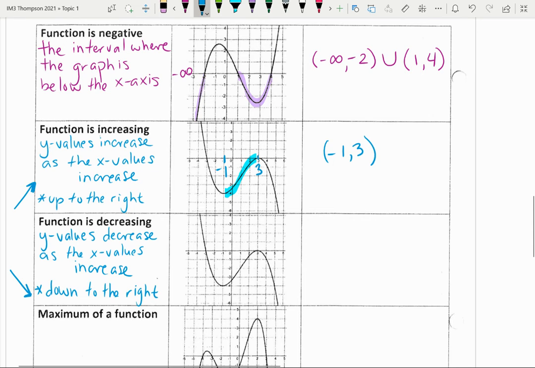So decreasing is just going to be down to the right. So same thing, if I'm walking this path from left to right, I'm going down, down, down, up, up, up, down, down, down. I want to know where's the graph decreasing. I'm going to pause for a few seconds, see if you can write the interval. Or intervals.